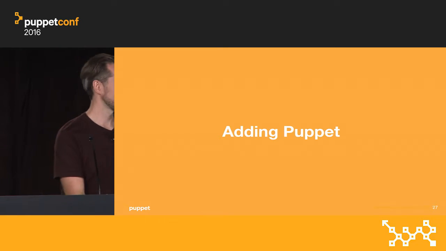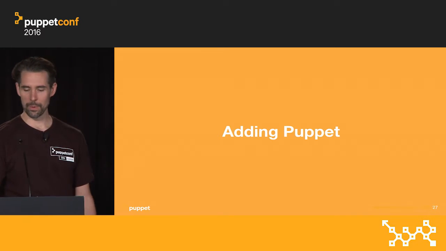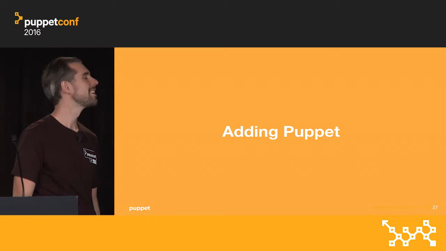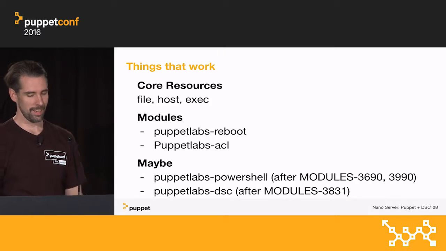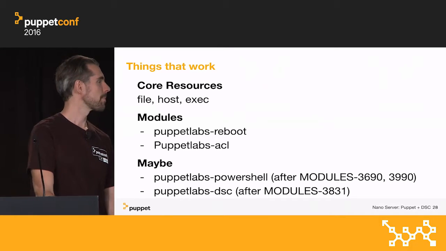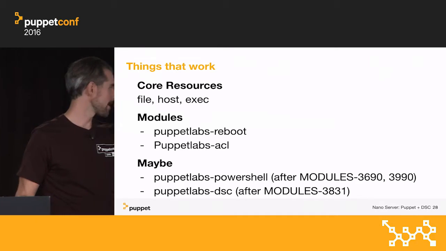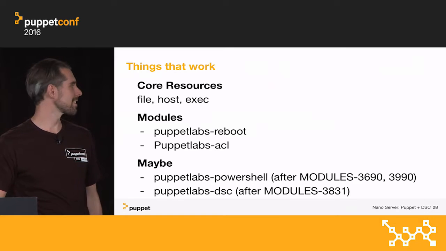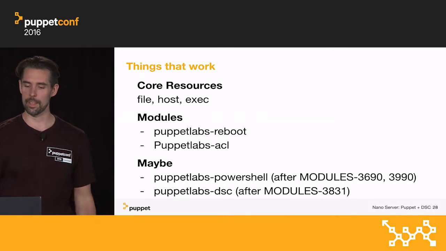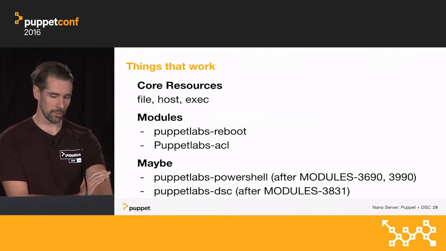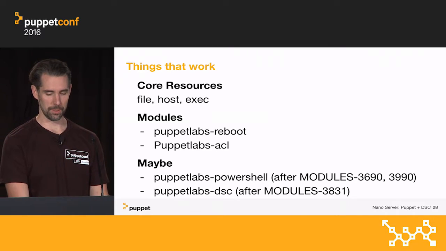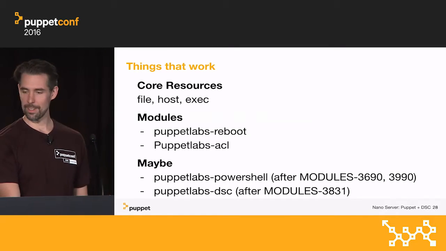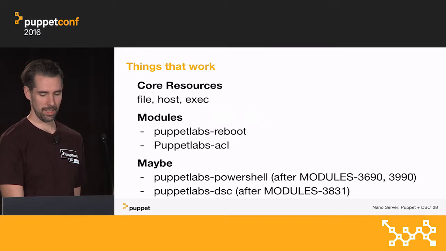I'm going to show a bit more about where Puppet is in that life cycle. So what can we do with it? Things that work right now: file, host, exec. I think some other core resources, but I haven't exhaustively tested them. The reboot and ACL modules work. The PowerShell and DSC modules have some known issues that I think will be fixed soon.